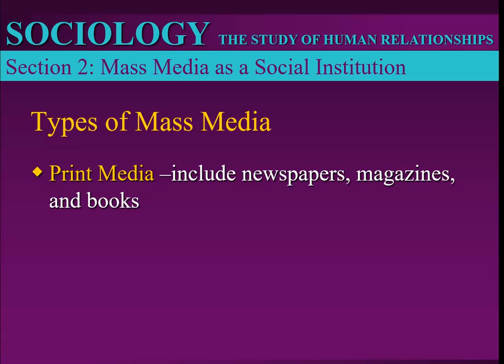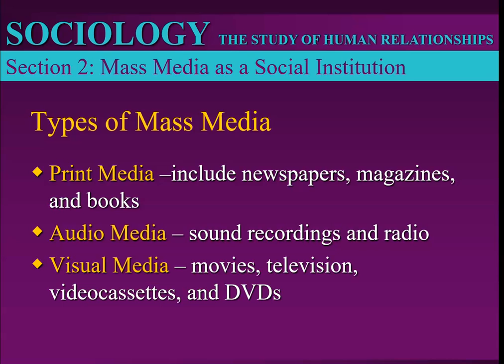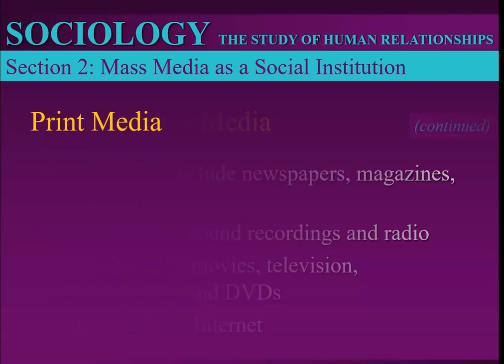The print media include newspapers, magazines, and books. Audio media is sound recordings and radio and online streaming. Visual media is movies, television, video cassettes, and DVDs, as well as online streaming. And then, of course, you have the online media, which is the internet, where there's all kinds of streaming and other activities that you can do online.